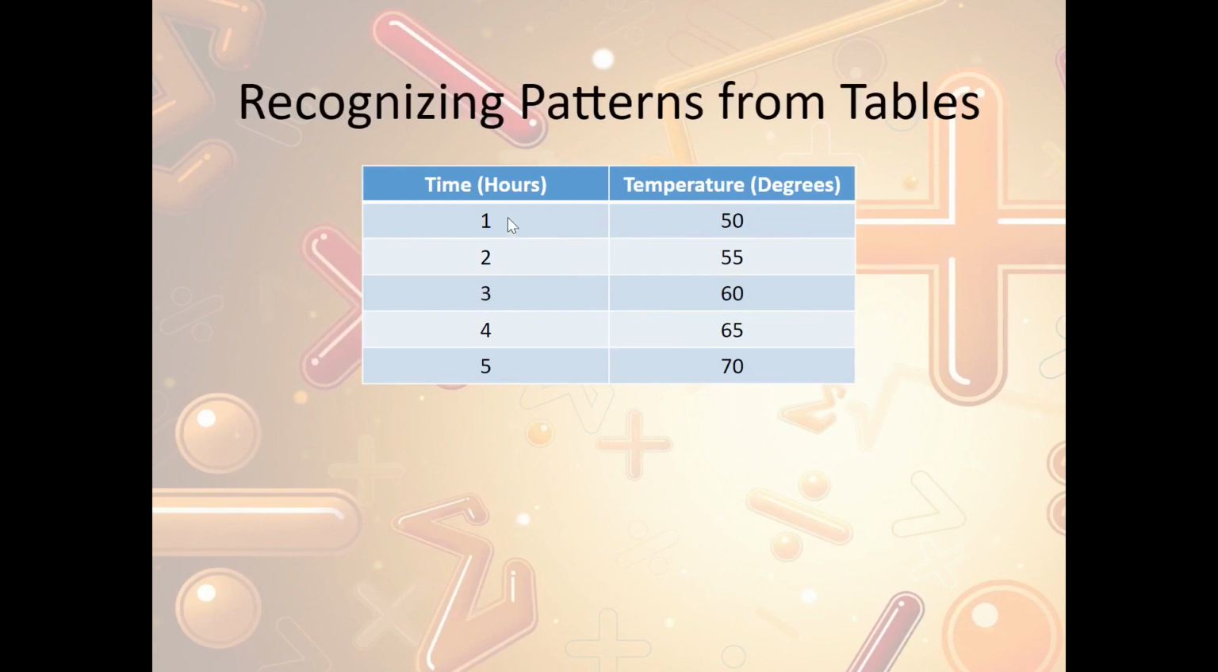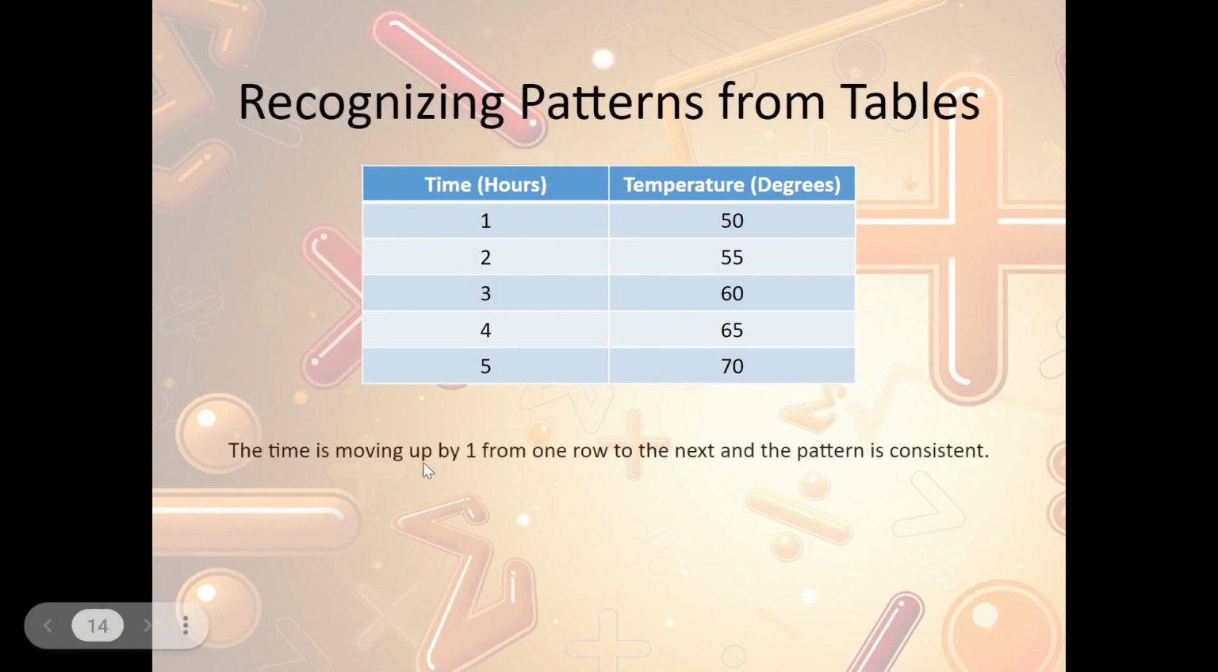So in this case, we're going to try to recognize what pattern we see in the columns. If we look here at the time, we see that each time we go down one level on the rows, we're adding 1. So we could say that time is moving up from one row to the next, and the pattern is consistent, right? We didn't have add 1, add 2, and then add 1. We're consistently adding 1.